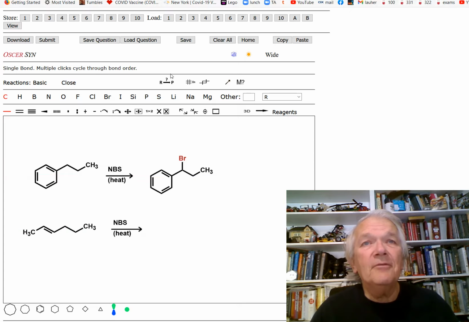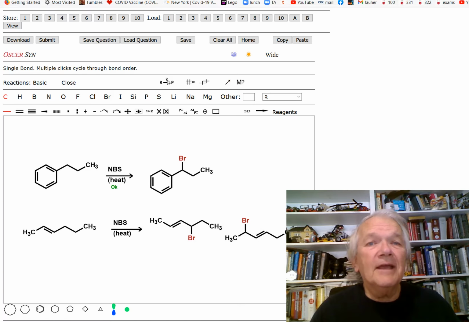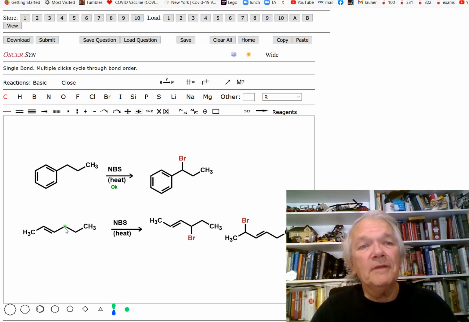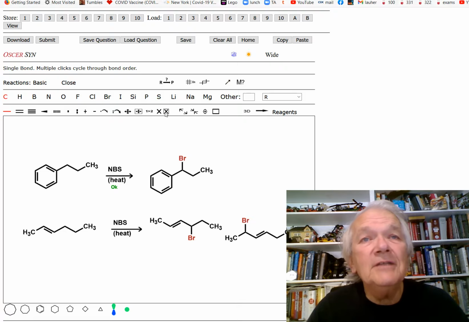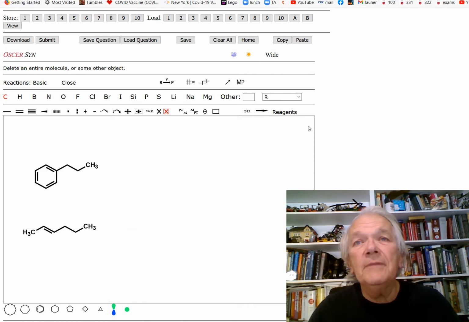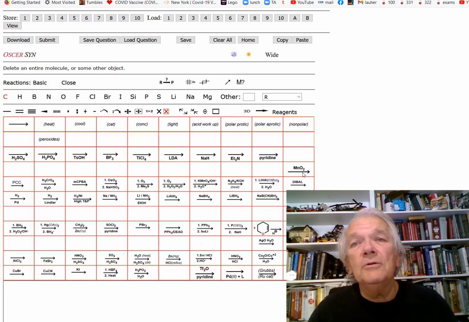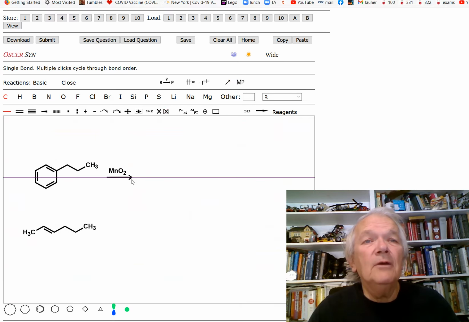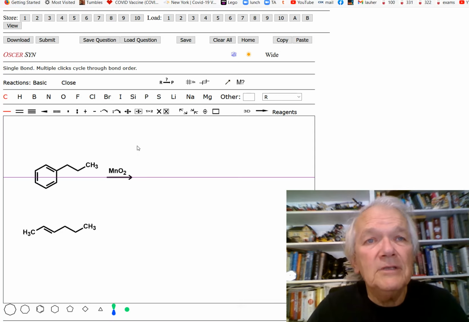Now this, of course, has an added wrinkle, in that you get two products. You selectively go for the allylic carbon over here, which gives you the most substituents, but then you'll have two resonance forms for that allyl radical, so you'll get two bromides. Now oxidation is similar if you use a weak oxidizing agent. The reagent that we're going to use is MnO2. This is manganese 4, which is reasonably weak.